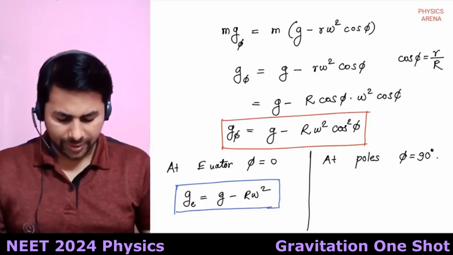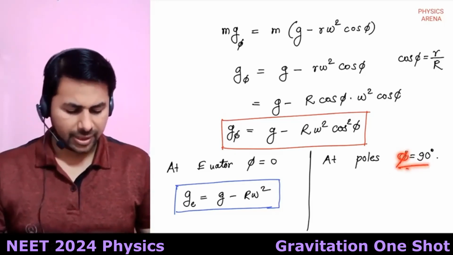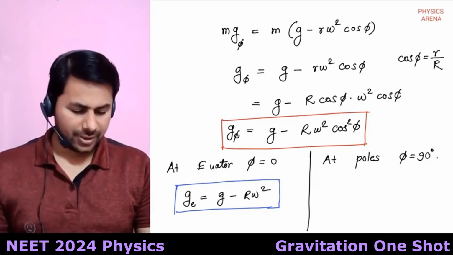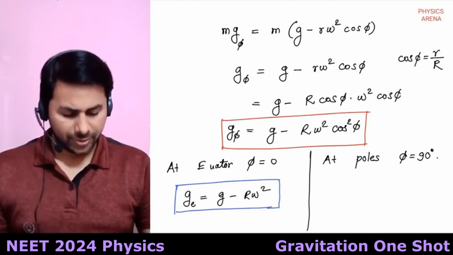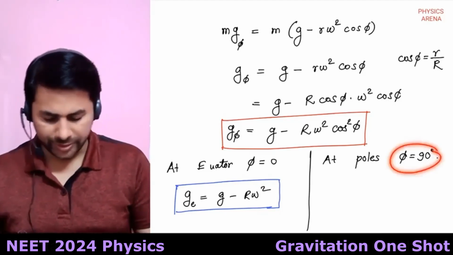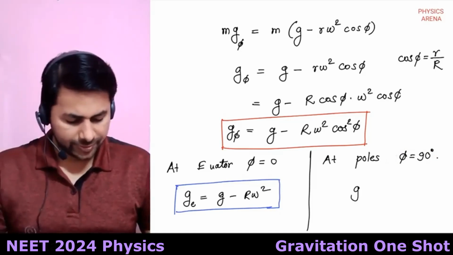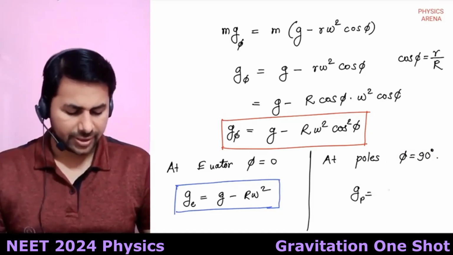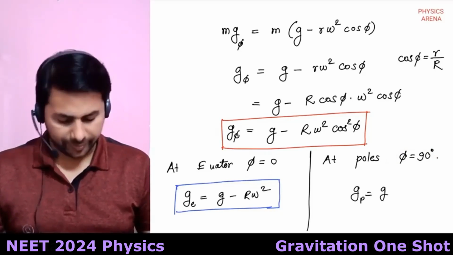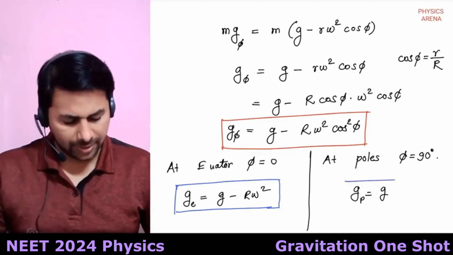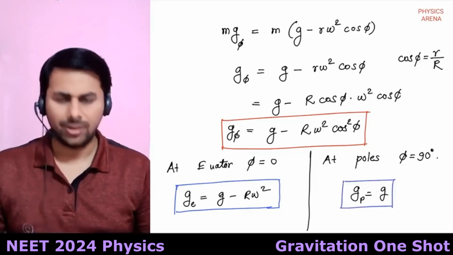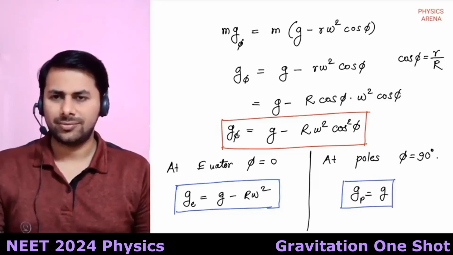And on poles, phi is 90 degrees and cos of 90 is 0. So there is no variation on poles. So on poles, the acceleration due to gravity is just equal to g, which is 9.8. Is this thing clear?